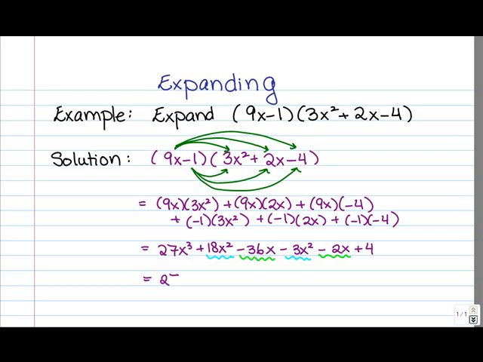So our final answer, we end up with 27x cubed plus 18x squared minus 3x squared gives us 15x squared, minus 36x minus 2x gives us negative 38x, and lastly, plus 4. So this is our final answer.